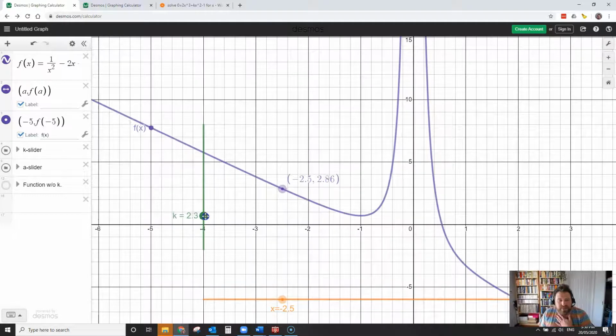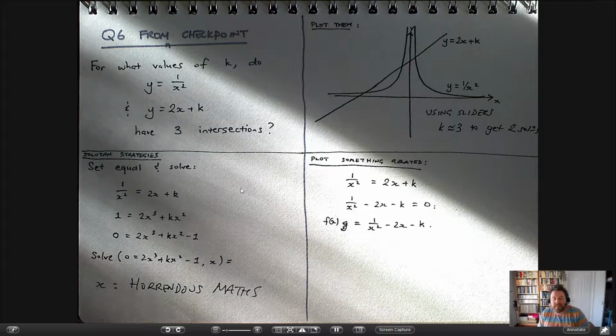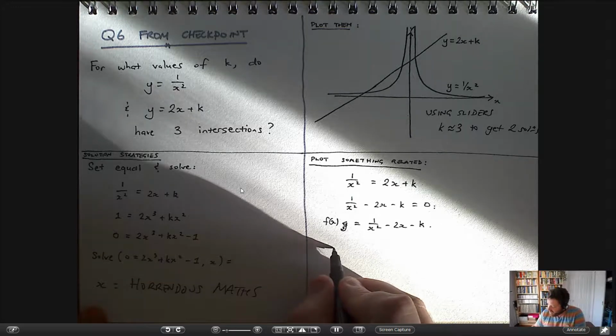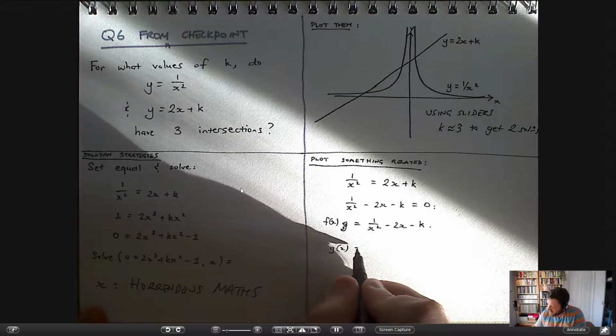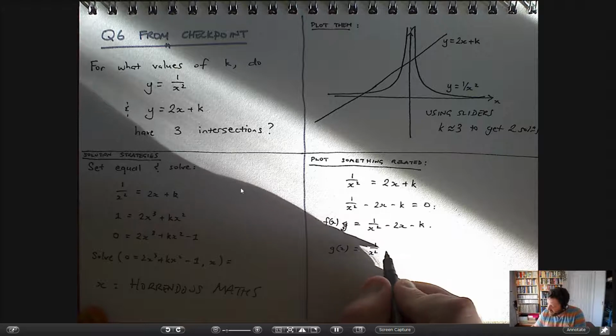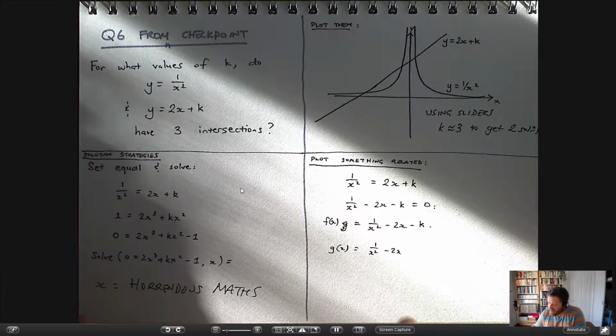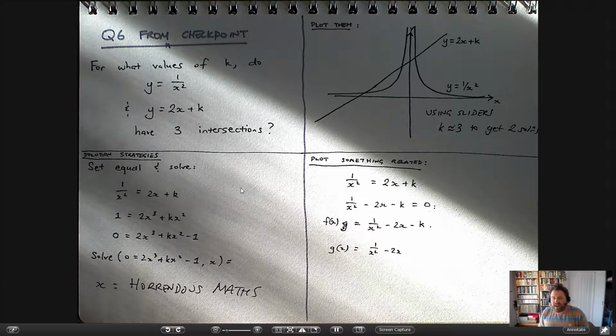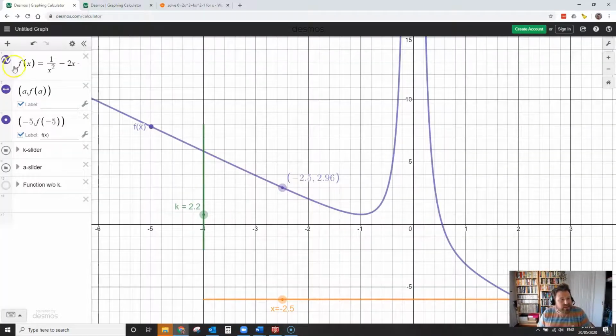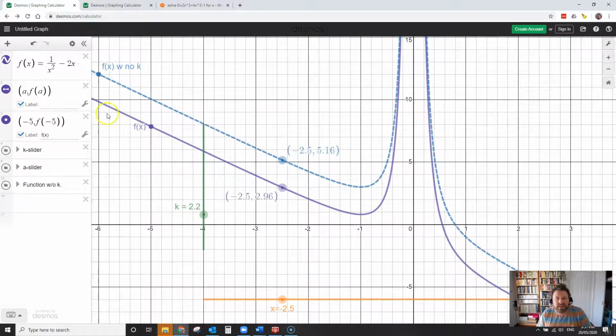Okay, so here's what we're going to do. I've called this function here f of x, so that's f of x there. What I'm going to do is plot a related function, g of x equals 1 on x squared minus 2x, and I'm just not going to put the k on there. So let's just do that now. So let's plot that function there.